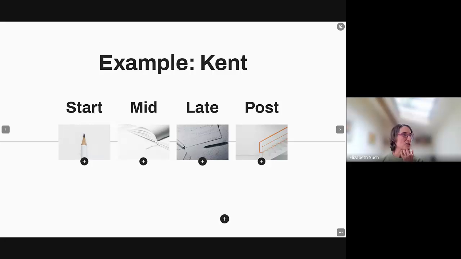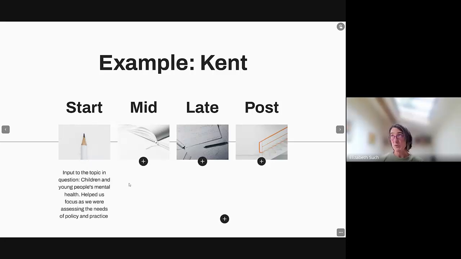Naeema, feel free to comment on this too, but we started off with PACE input. This was the broader main group, the public and community engagement group, input into the topic in question, which was children and young people's mental health. They helped the researchers focus on what was of interest and what should be focused on, as we were also at the same time looking at the evidence base and communicating that with the PACE, and also assessing the need within the local authority that we're working with.